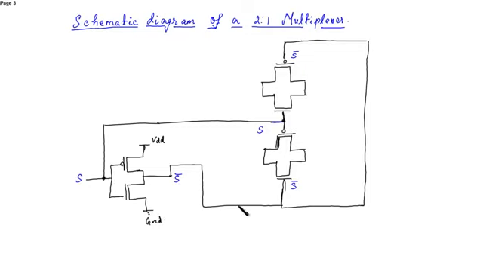So this is S and this is S bar. Now these are the inputs, I0 and I1. If you combine these two outputs, you'll get the final output from here. So this is I0, and this is I1, and this is the final output, that is out.